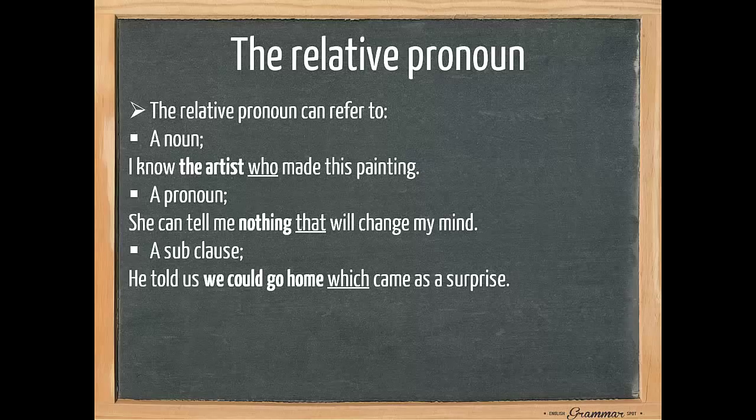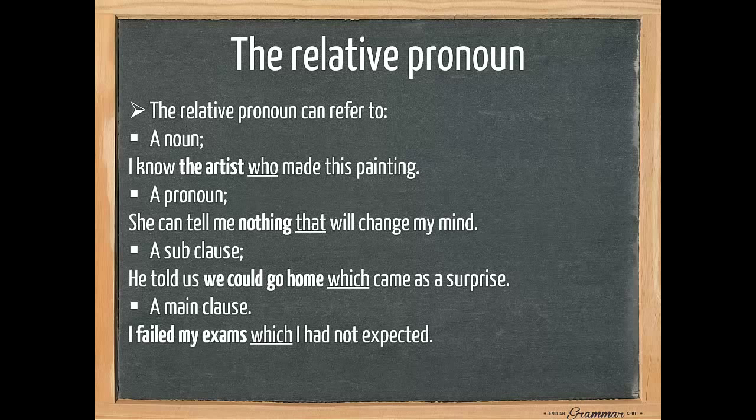A subclause? He told us we could go home, which came as a surprise. Which here is the relative pronoun, and we could go home is a subclause. And a main clause. I failed my exams, which I had not expected. Which here is the relative pronoun, and I failed my exams is the main clause. Remember, a subclause is a clause that cannot stand on its own.